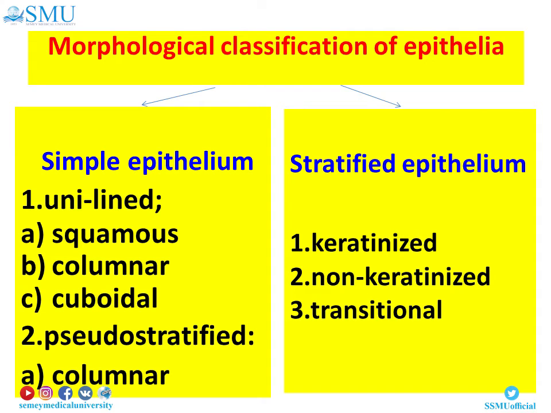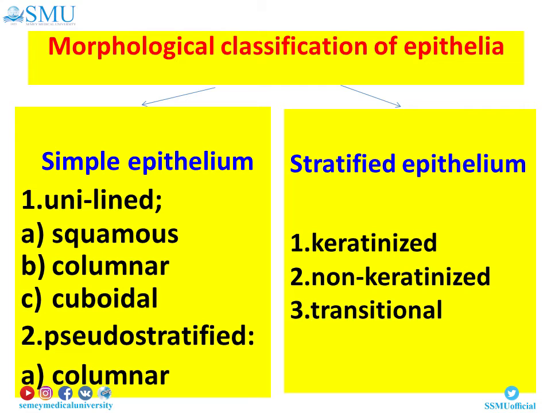Morphological classification of epithelia. This classification is based on shape of cells and relation of them to basement membrane. According to this classification, there are 2 types of epithelia: simple and stratified. In simple epithelia, a single layer of cells are present and all the cells lie on the basement membrane. In stratified epithelia, few layers of cells are present, and just the lower layer of cells lies on the basement membrane.